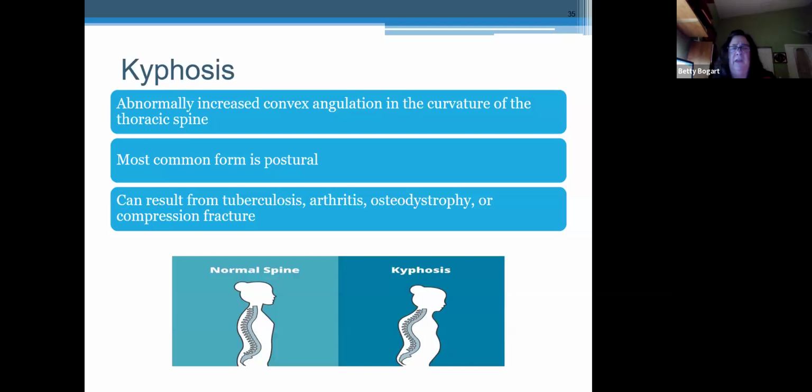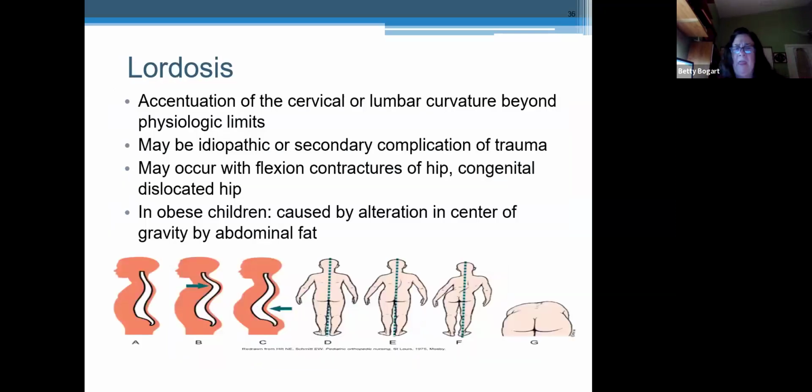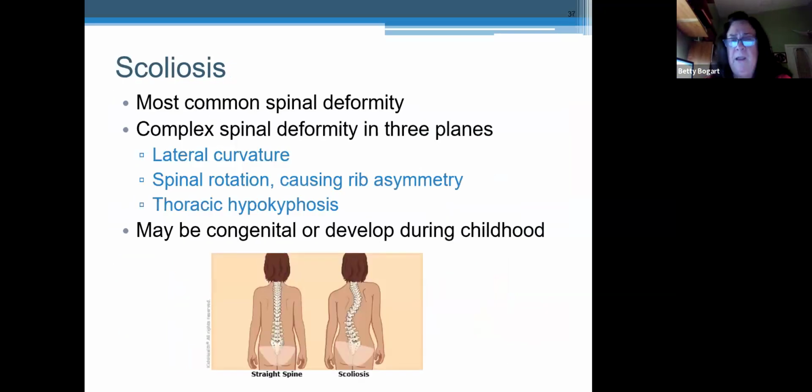Now, three spinal column conditions. One is called kyphosis. This is what we call humpback. It's the upper spine that humps in. Lordosis is your lumbar spine, where it flexes in, and sometimes you walk with your abdomen out in the front and your body back because of the way it flexes. Now, scoliosis is the S-shaped curvature of the spine.